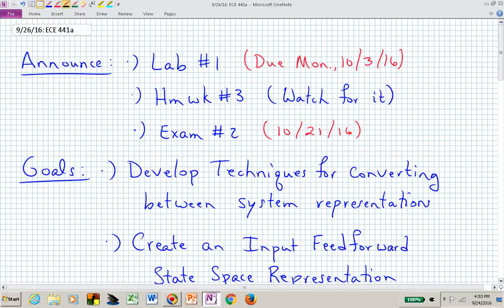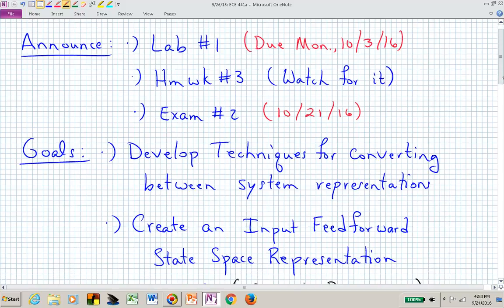Today what I want to do is remind you that a week from Monday, your lab number 1 report is due, and that should be fairly well scripted in terms of fill in the blanks for what you need to do from the procedural steps in lab number 1.